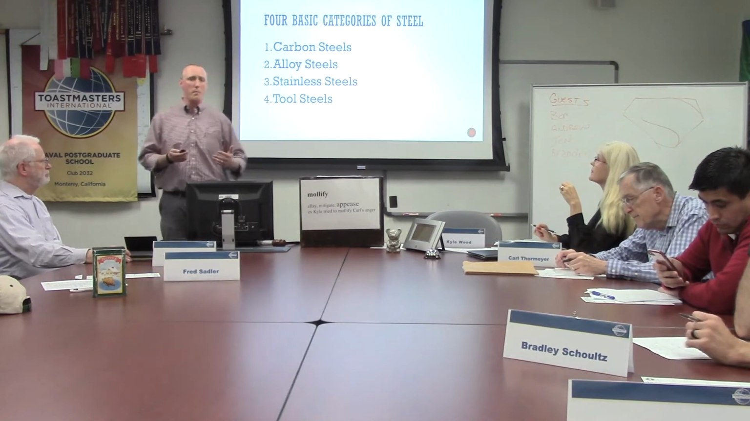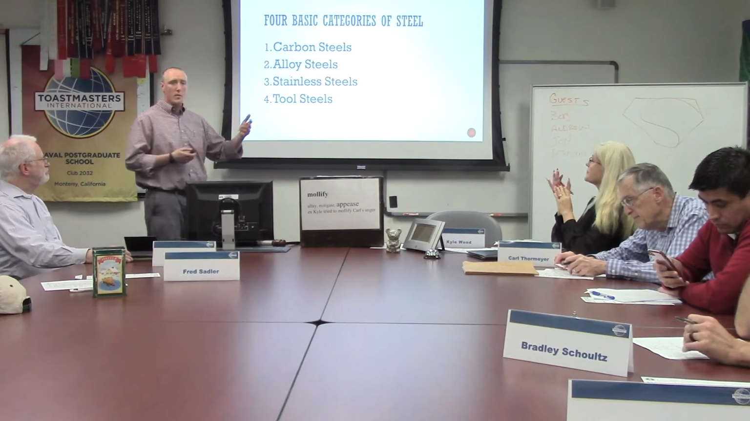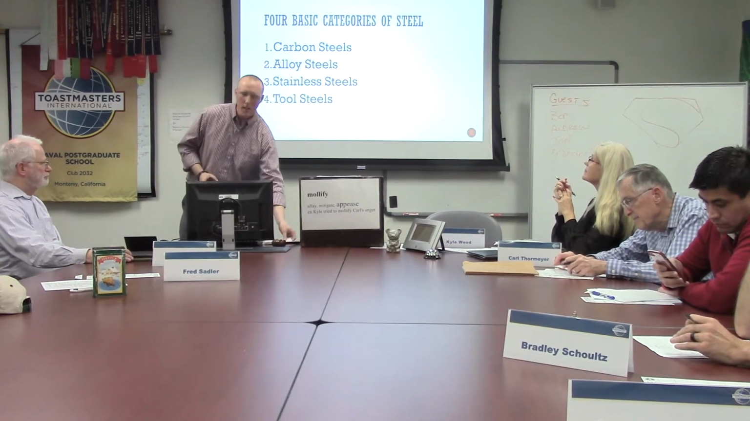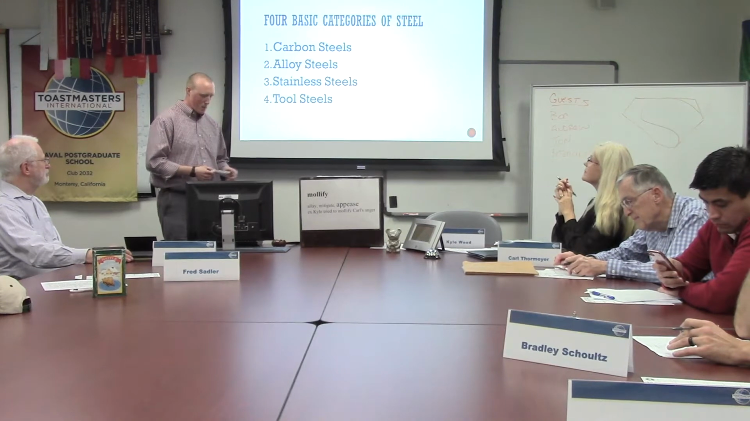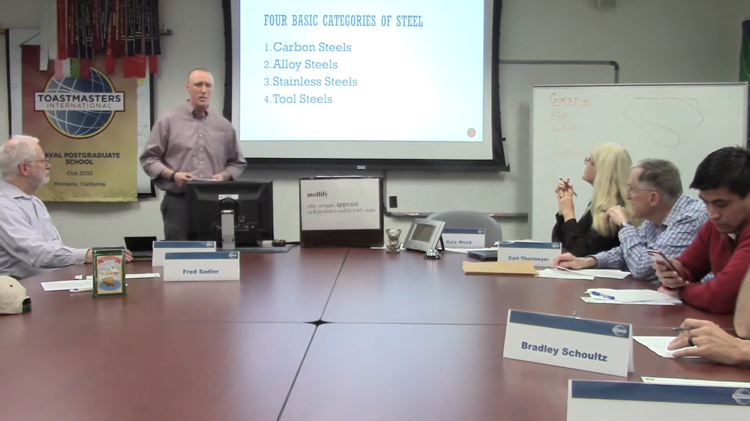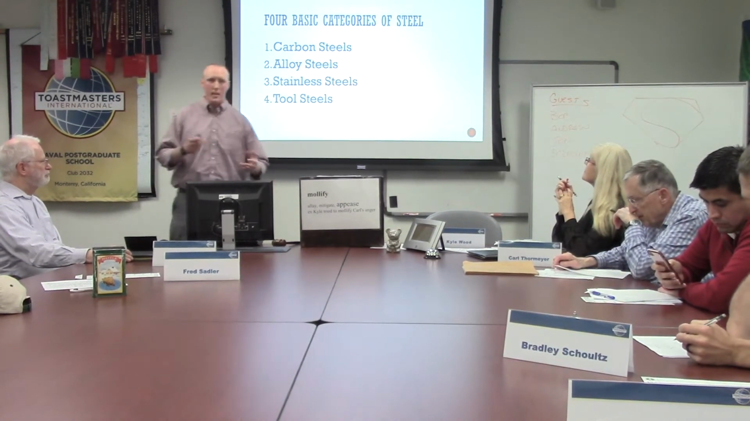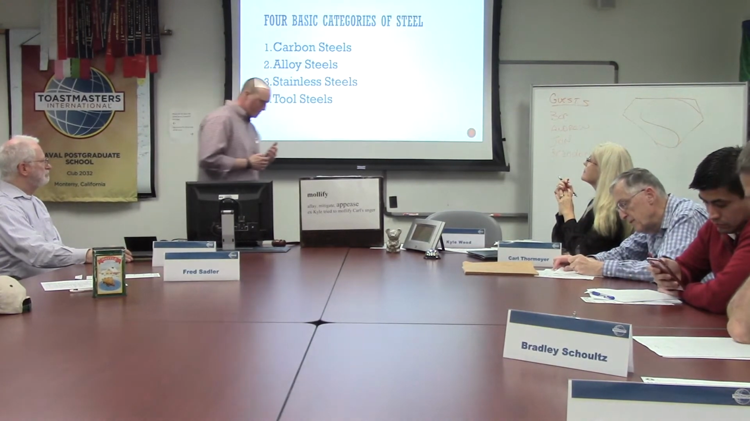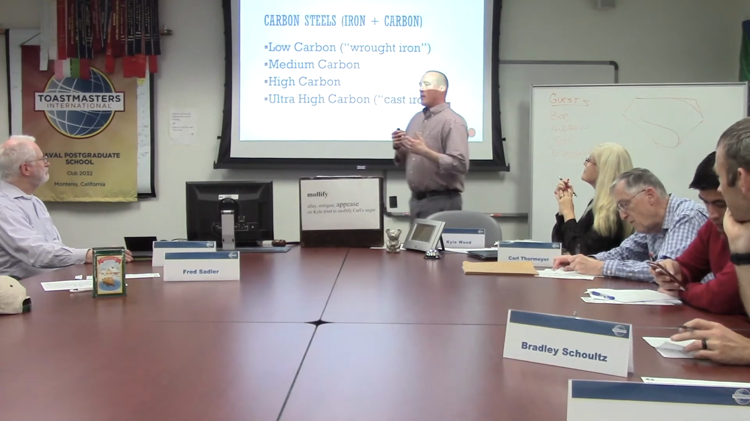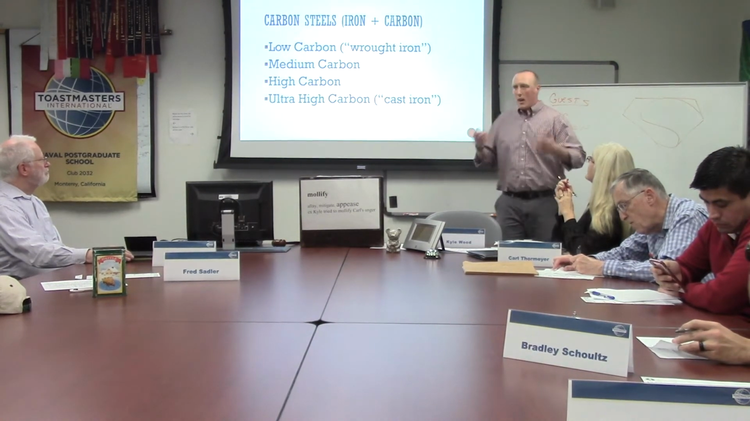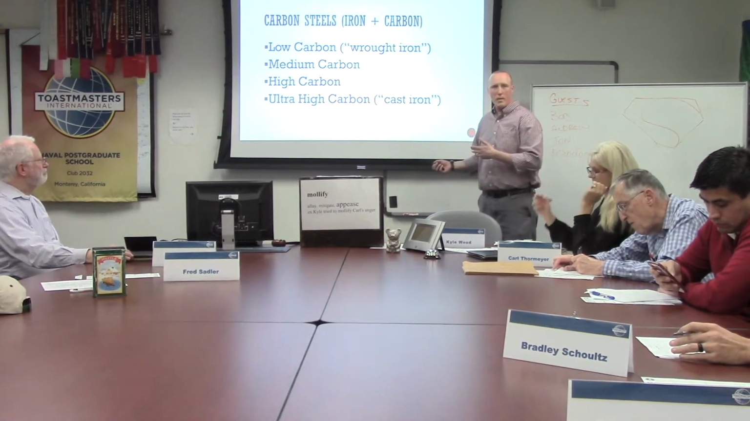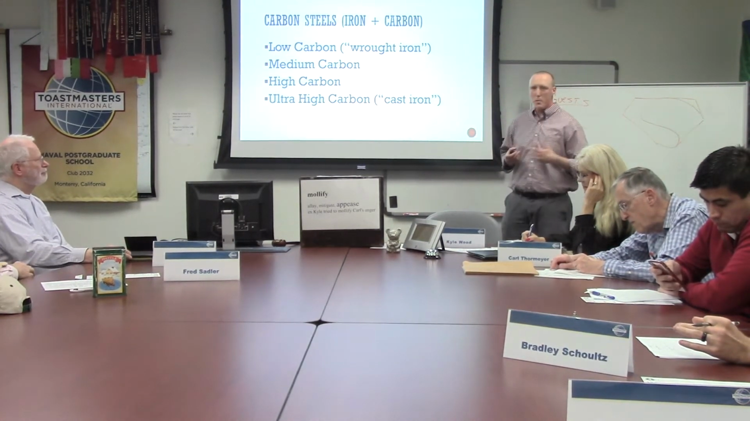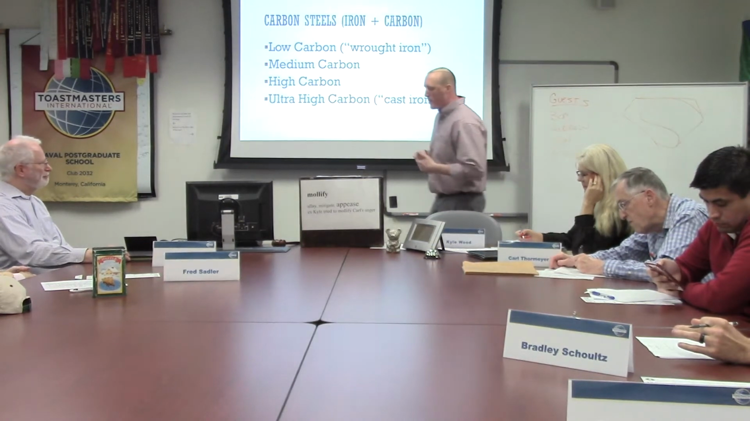And these are the 4 basic categories of steel. There are carbon steels, alloy steels, stainless steels, and tool steels. And these are just the basic categories. There are many more types of steels based on the construction and the different varying percentages of those elements. Carbon steel is basically iron plus carbon. And depending on the amount of carbon, you have 4 different types. You have low carbon, medium carbon, high carbon, and ultra high.